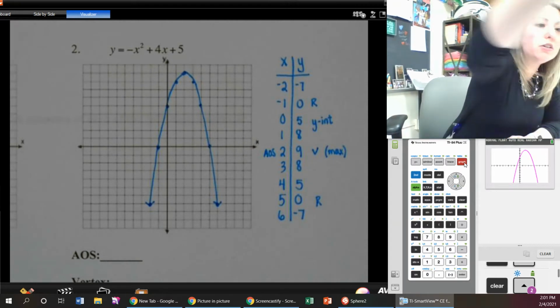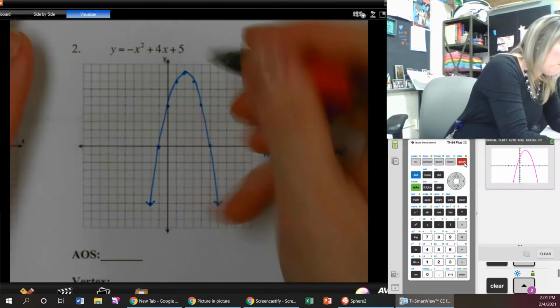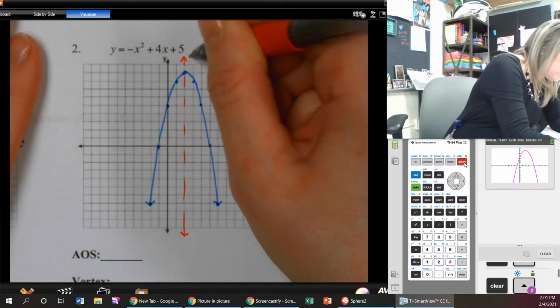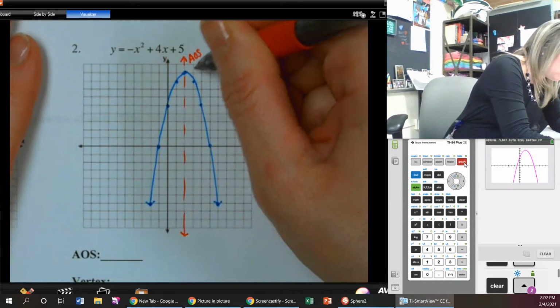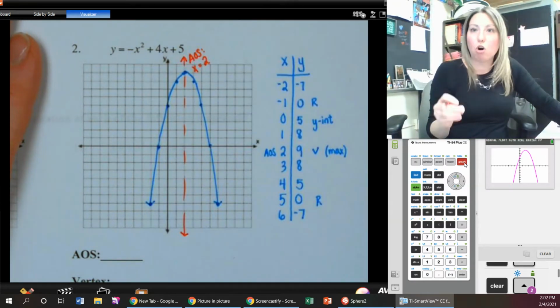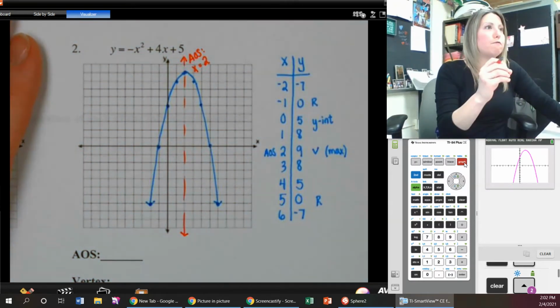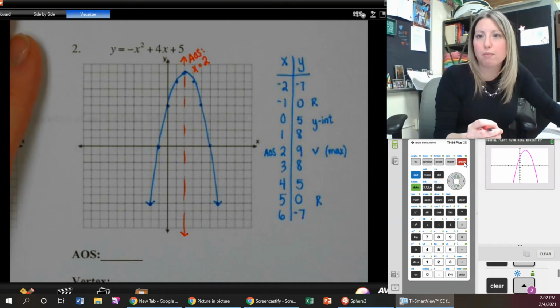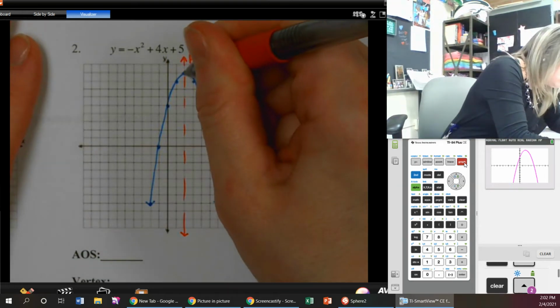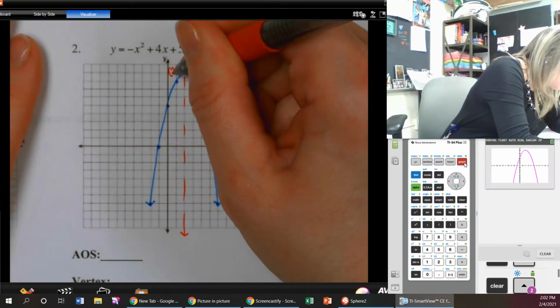Here, all my labels I'll do in red. So my axis of symmetry cuts it in half. That would be AOS for axis of symmetry, x equals 2, because an axis of symmetry is always an equation. It's always a vertical line that is cutting your parabola in half. And the vertex is always on this. So my vertex is (2, 9).